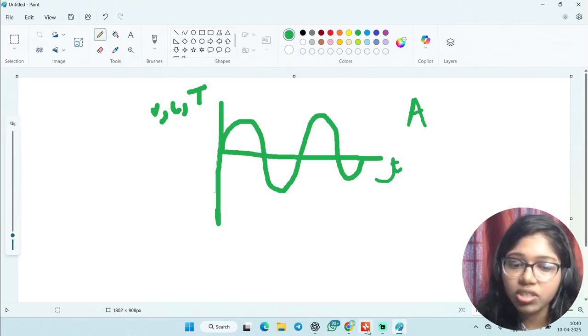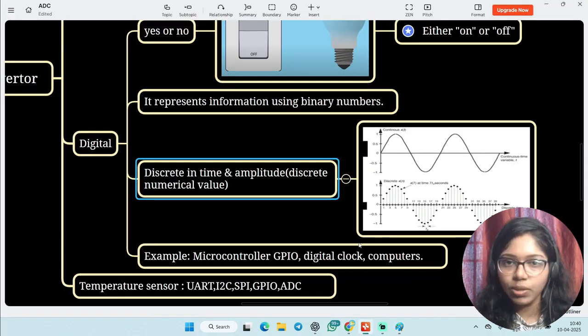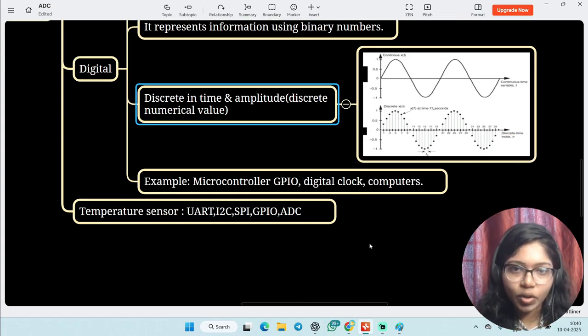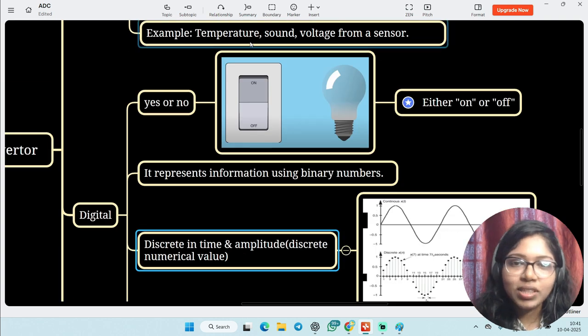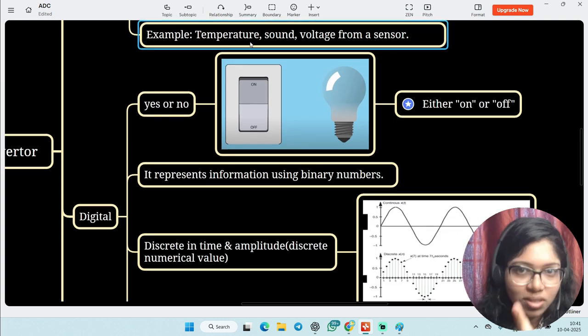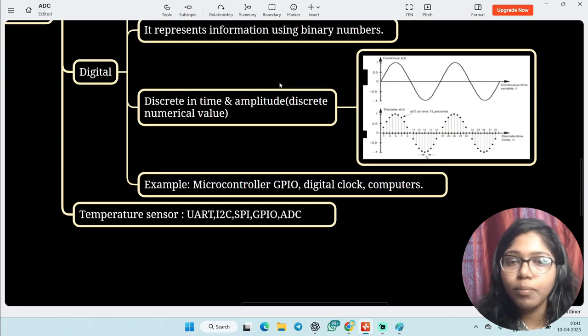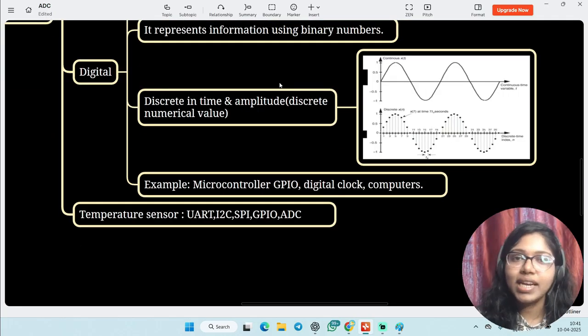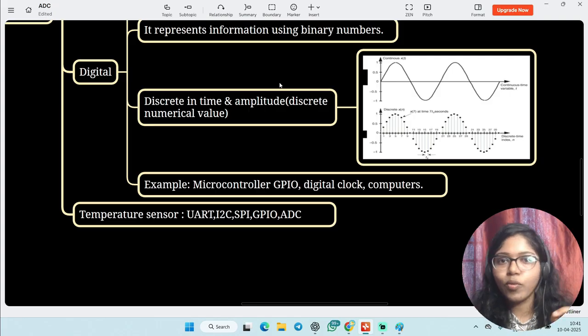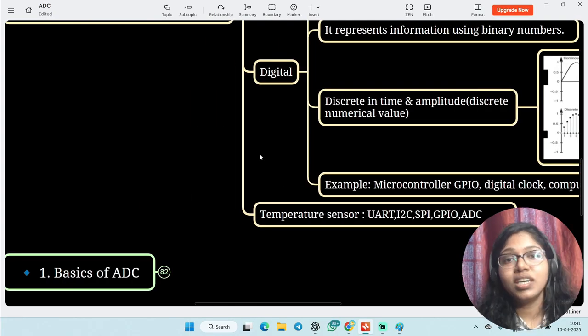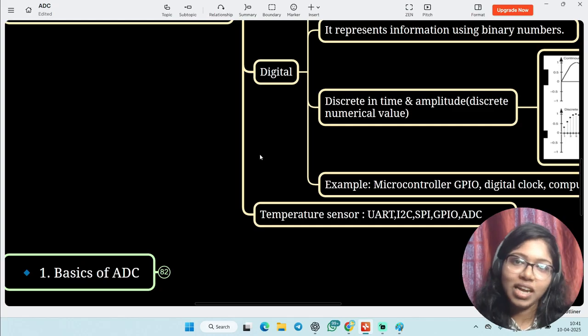When you come to digital, it is going to be discrete values. That means only specific values you can acquire. The best example for this is a temperature sensor, or the sound which I'm speaking to you. These are analog data, but when you come to a microcontroller or CPU, it can only acquire data as binary zeros and ones. Okay, we can deep dive into the process of analog to digital converter.